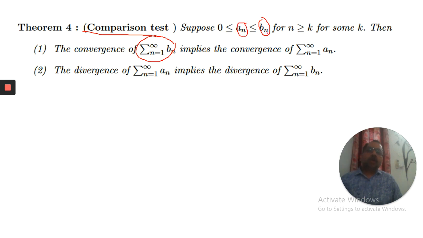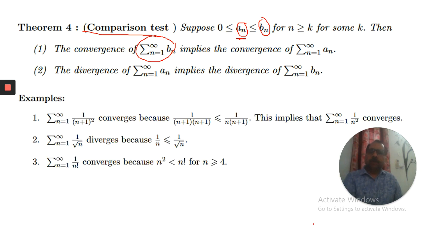So if we already know that a series whose terms are bigger than the terms of this series is convergent, therefore this series is also convergent. Second, suppose we know that a_n is divergent, then the series whose terms are bigger than the terms of a_n will also diverge.